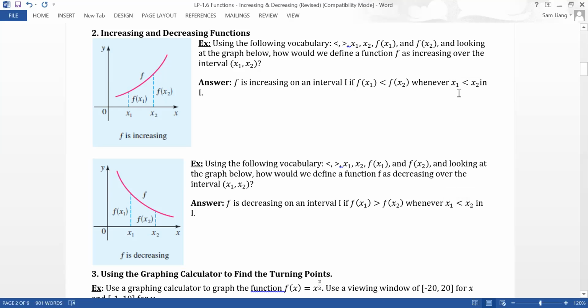But in this case, since it's a decreasing function, f of x1, that y value, has to be greater than f of x2. As you can see on the graph here, f of x1 has a higher value than f of x2 whenever x1 is less than x2. So whenever you're moving from left to right, f of x1 has a greater value than f of x2. That means the function is decreasing. Pretty intuitive. Let me move on to the next question.